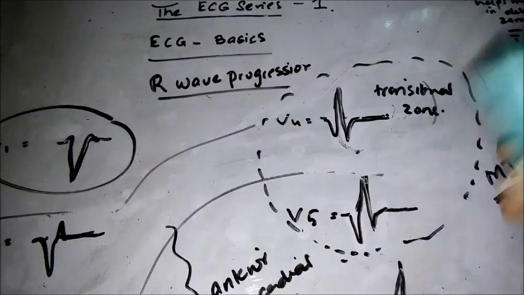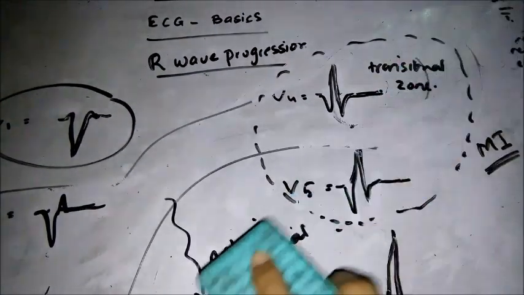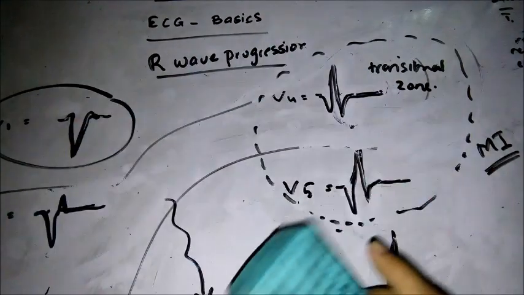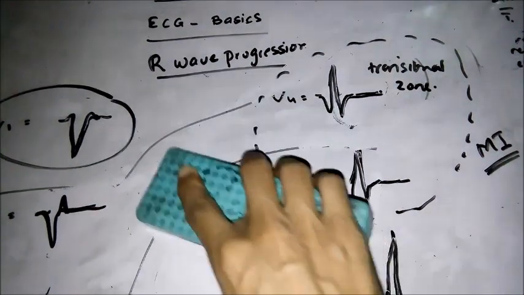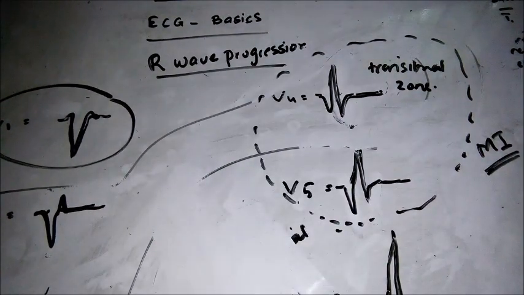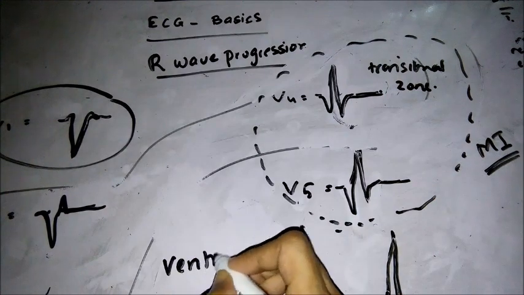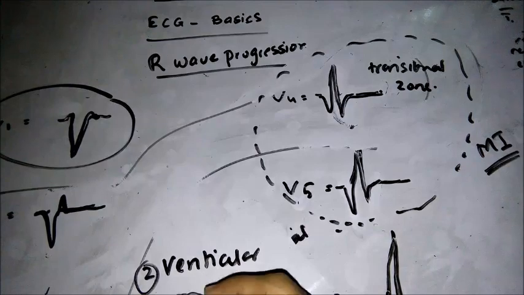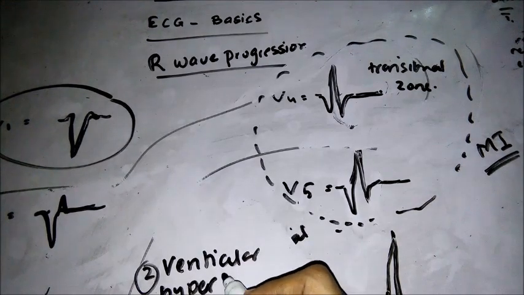So we've discussed how an anterior myocardial infarction or a septal or an anterior septal myocardial infarction can affect the R wave progression. But apart from myocardial infarction, ventricular hypertrophy is another very important cause of a poor R wave progression.